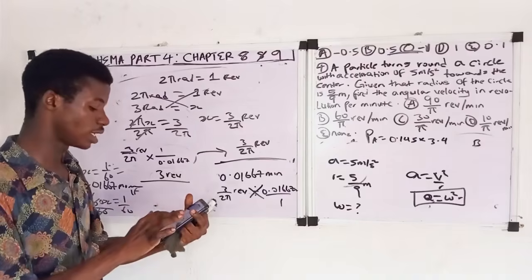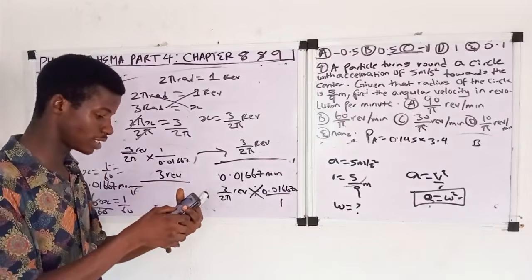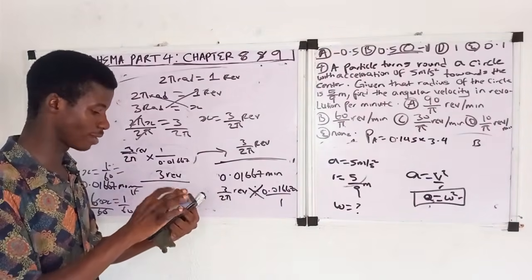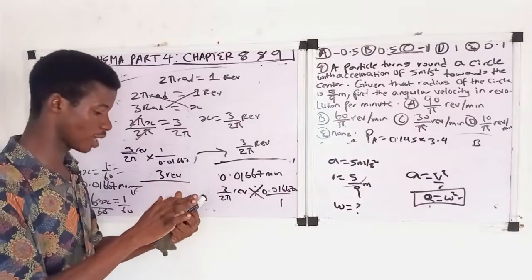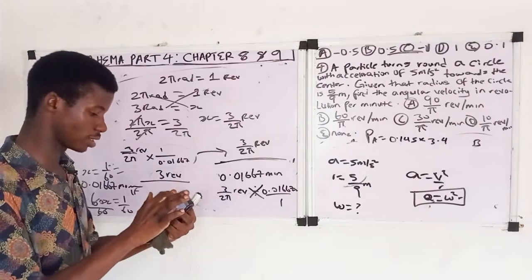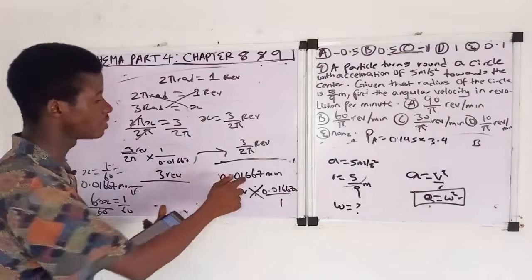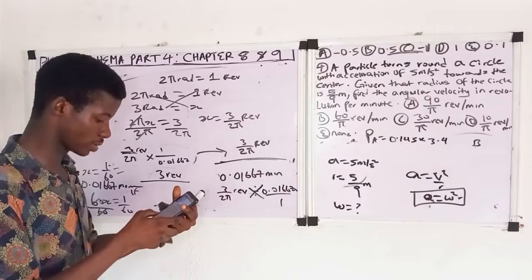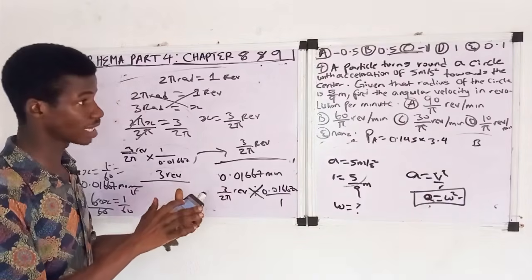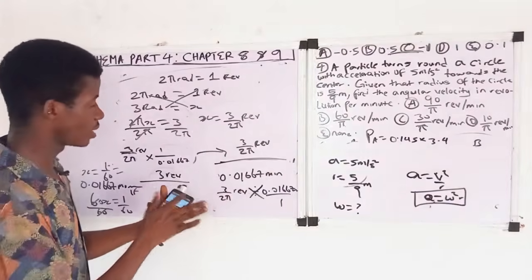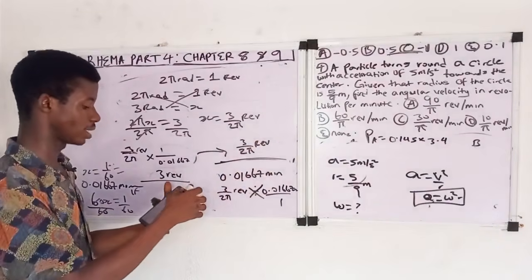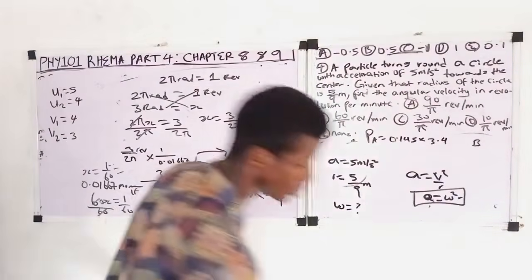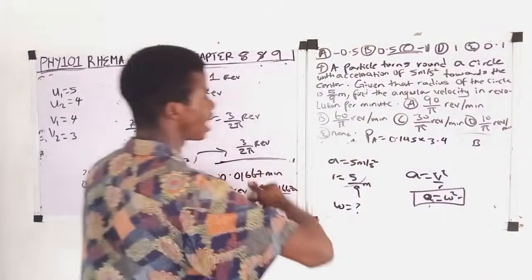Turn into fraction mode, then still turn into another fraction mode. So 3 divided by 2, then pi. We are not going to convert this pi. Then divide by 0.01667. So my answer, when I divide it straight, is 90 divided by pi. So the answer is 90 over pi, which is A.